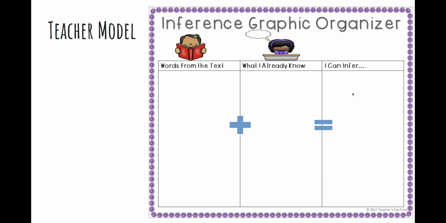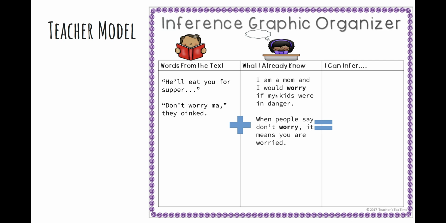I can infer. Let me show you what I mean. So in the text, I heard Mom say, "He'll eat you for supper." And I know she's talking about the wolf. And I know that she's a mom, and I know moms would worry if they sent their kids off into danger. So I think when she's saying this, she's showing that she's worried. I also know that the three little pigs said, "Don't worry, Ma." And I know in my head that when people say don't worry, they're saying that to somebody who's worried. So since the pig said it to Mom, I know Mom is worried.